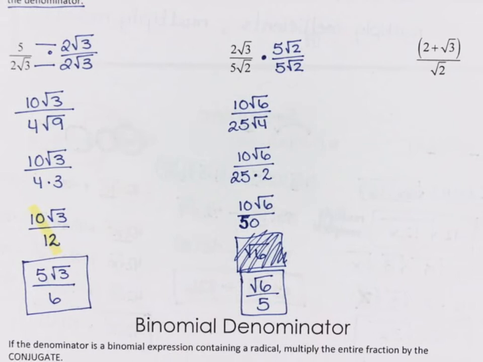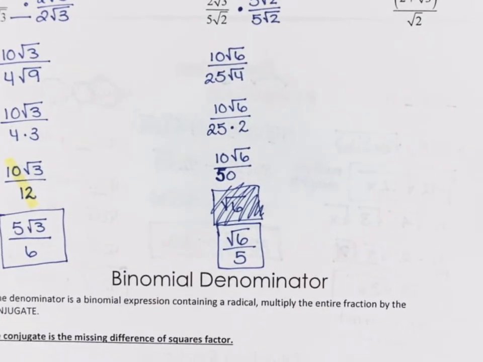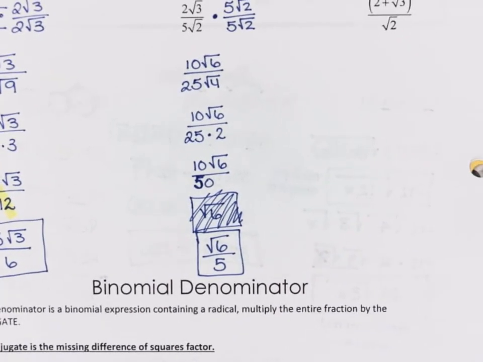No, you guys are good. I screwed up. So easy to make mistakes. But the whole point of this is that we're trying to not have a radical on the denominator. So if you have a radical still in the denominator, we have a problem. Okay.